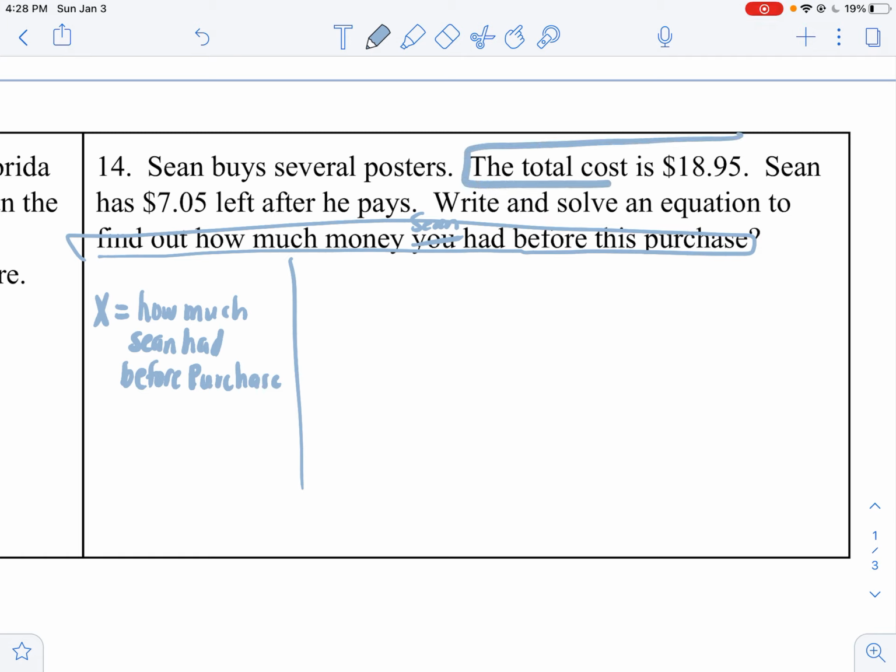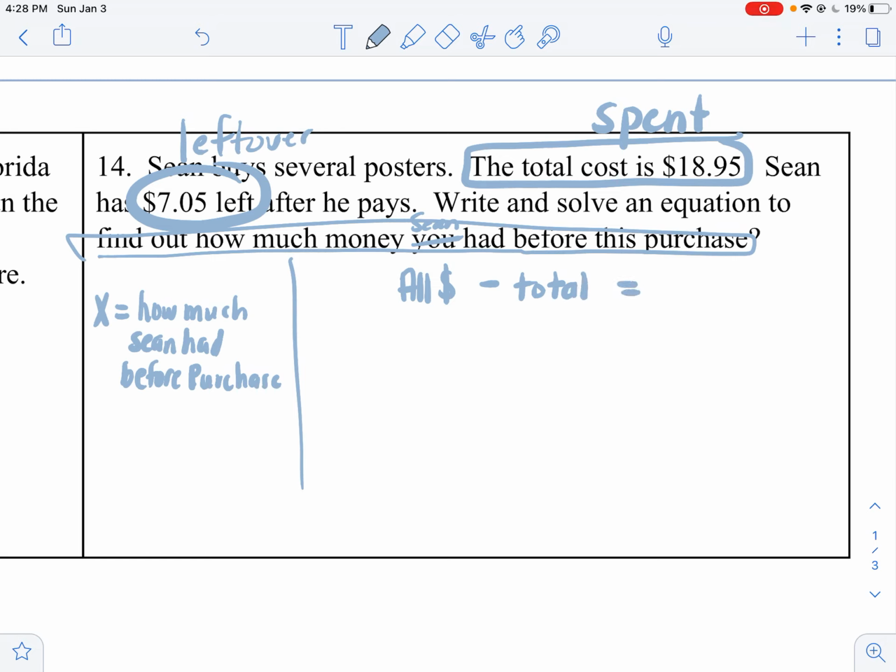Okay, so his total cost at the store, this is what he spent, and this was his leftover money. All right, so we kind of just mapped it out a little bit. We have all his money, we'll say all of money, subtracting the total cost of his posters, and that's going to equal, or what he spent, I wrote the word spent, let's write that, and that's going to equal his leftover money.